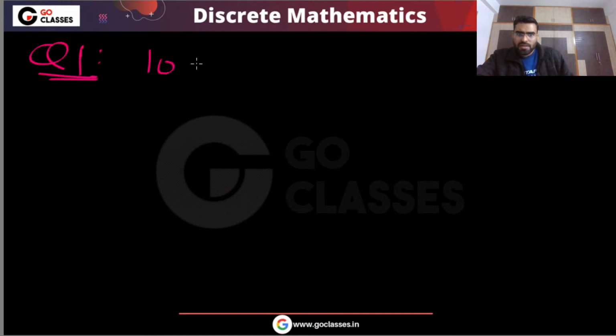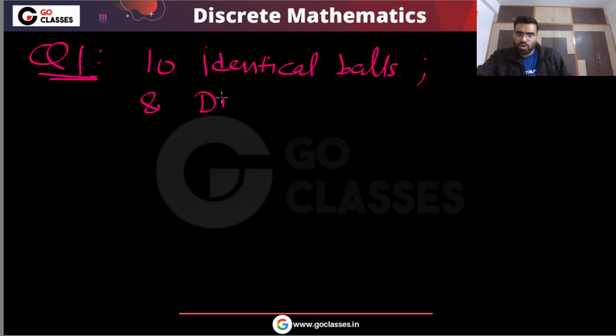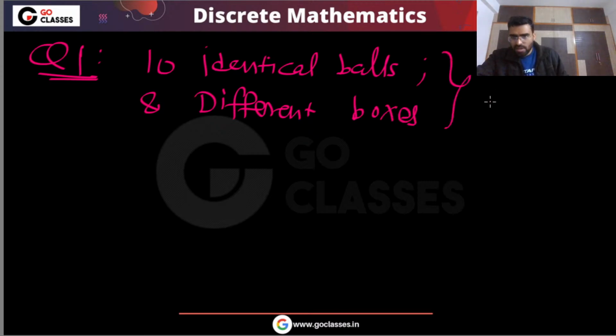You have 10 identical balls and 8 different boxes. Tell me how many ways there will be, the number of distributions. So this is simply IODB, yes or no? From the problem you can notice this is just IODB, because you have identical balls and different boxes.